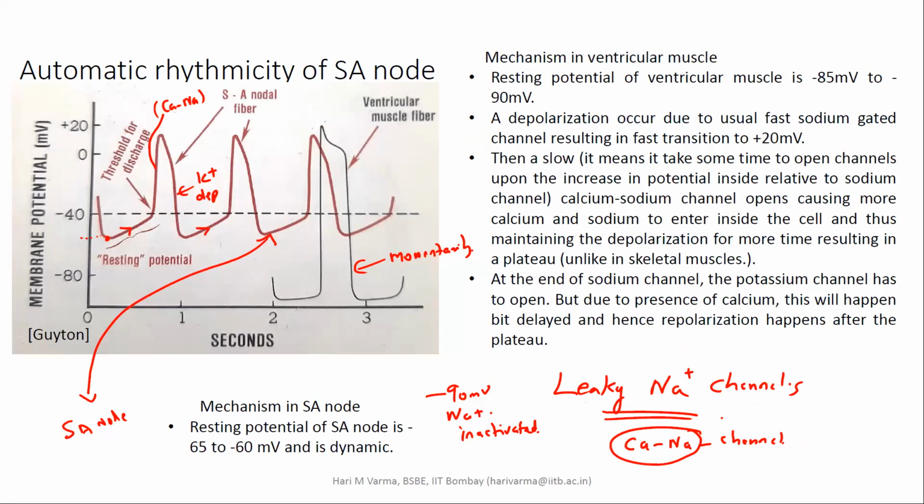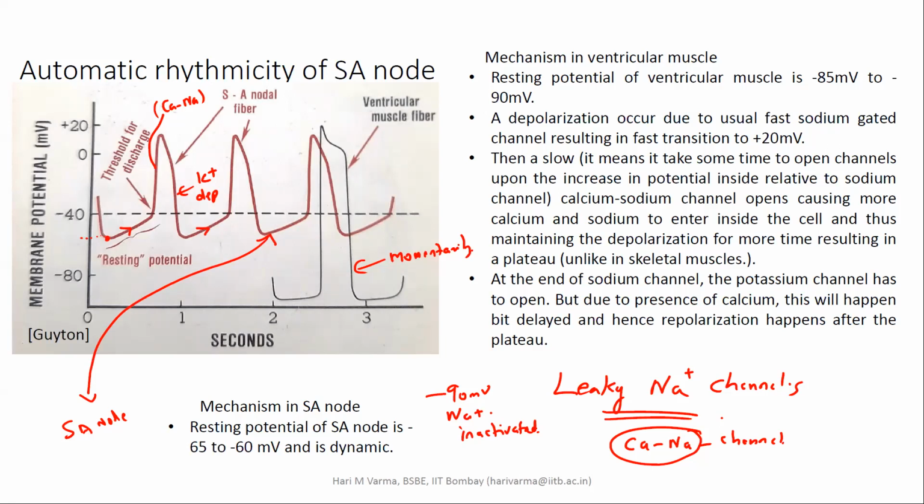The idea about the SA node is that it also has sodium channels. It has calcium channels. It has channels which can pass both the calcium and the sodium, and it has potassium channels. Now, if you look here, the sodium channels in the SA node muscles have a special property. They are leaky, in the sense that the channel is slightly open, so that the sodium can actually leak from outside to inside.